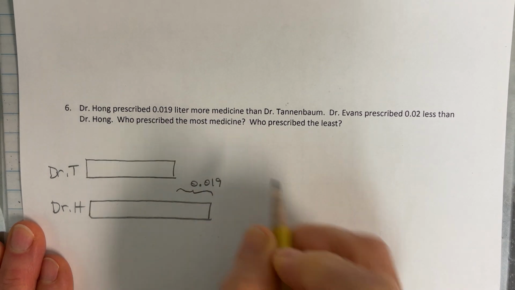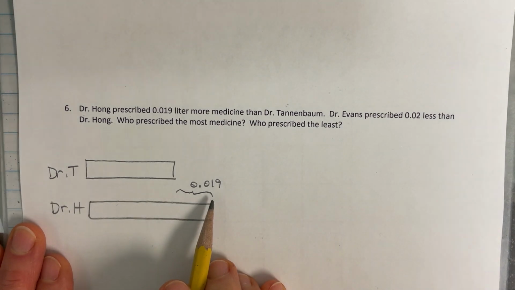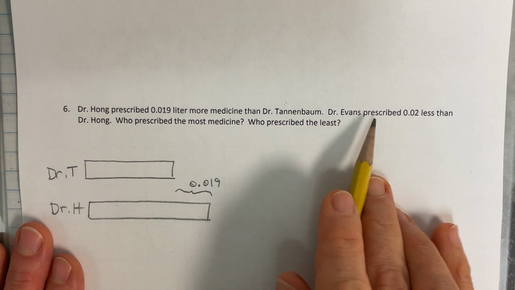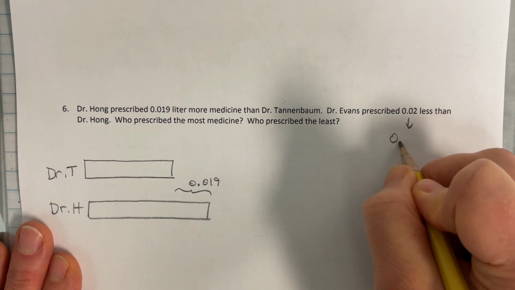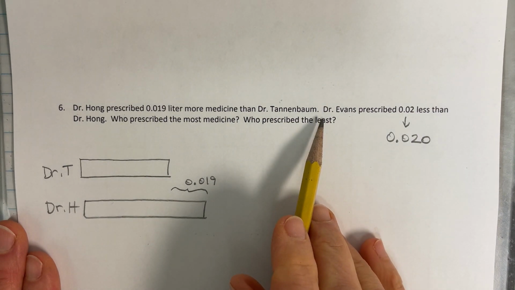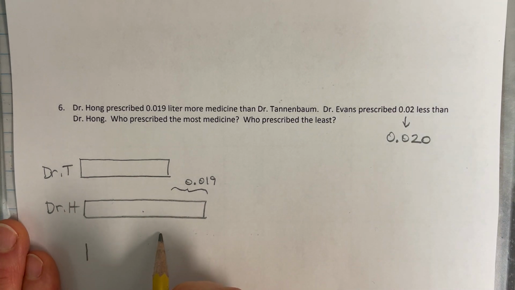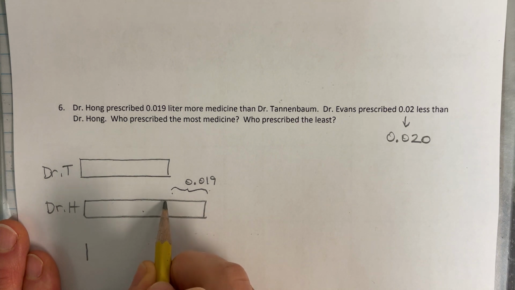19 thousandths of a liter more. So Dr. Hong prescribed 19 thousandths liters more medicine than Dr. Tannenbaum. Dr. Evans prescribed 2 hundredths less than Dr. Hong. Well, remember that 2 hundredths is actually 20 thousandths. So if Dr. Evans is 20 thousandths less than Dr. Hong, and it's 20 thousandths less, that means this is 19 thousandths, so 20 thousandths would be like in here. It's a little bit less.